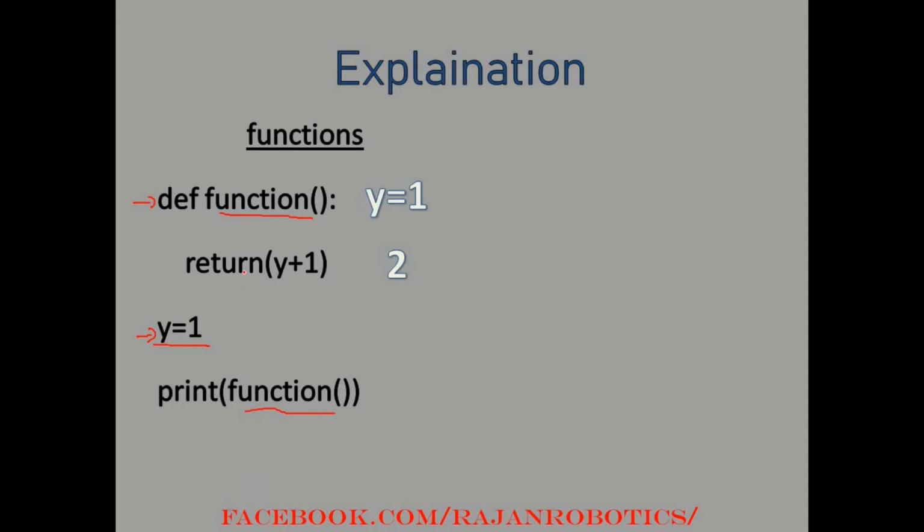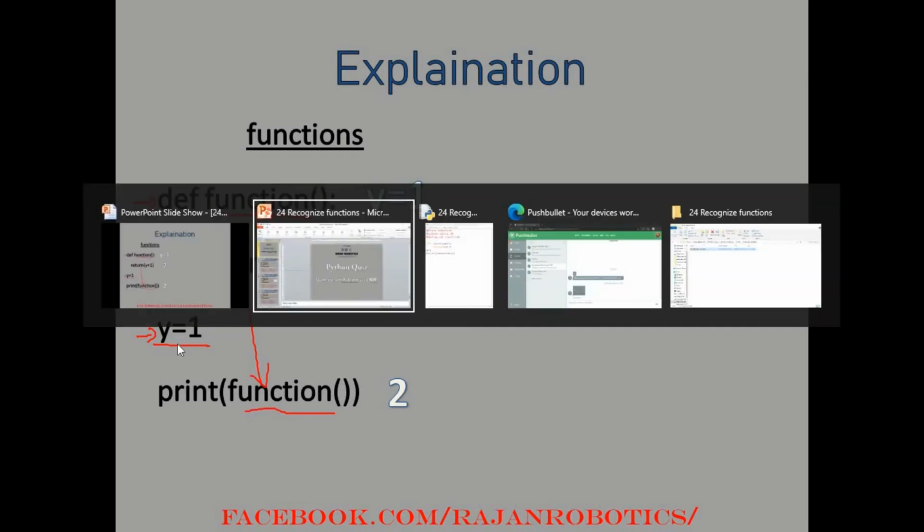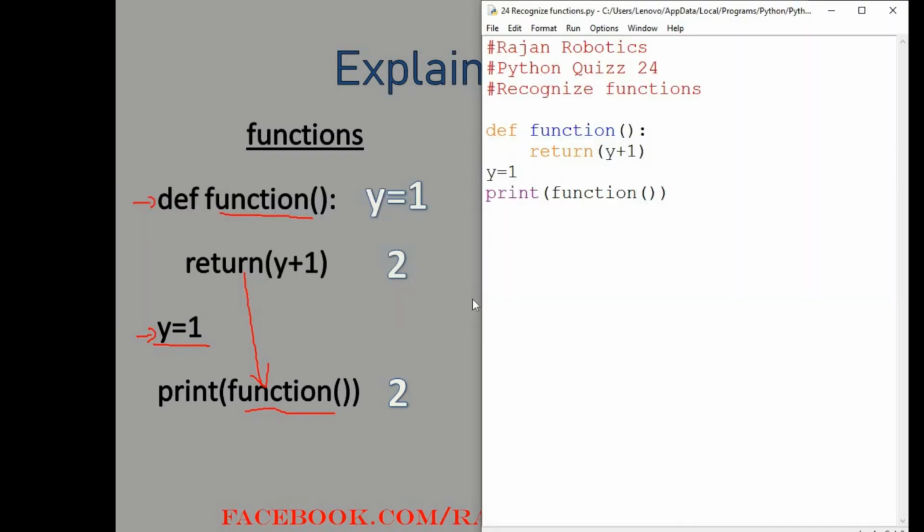So the function call is done here, and it returns 2 to the function call. So the function will be saying 2. When we say print function, that is 2, so we get 2 as the answer. In this way we can understand functions, how we can declare the variables either before the function or after the function call. Now let us see this practically, to understand better.